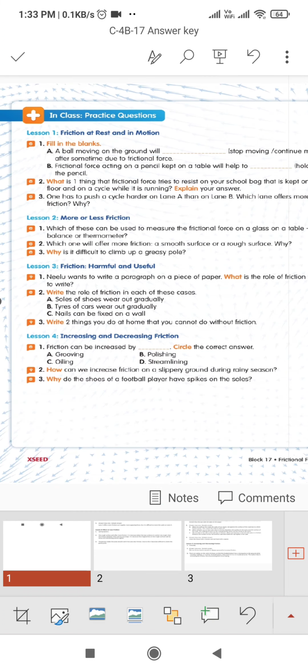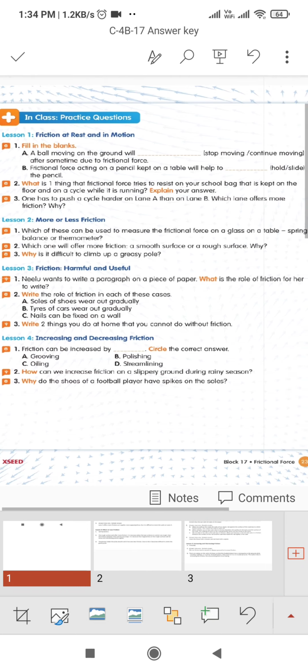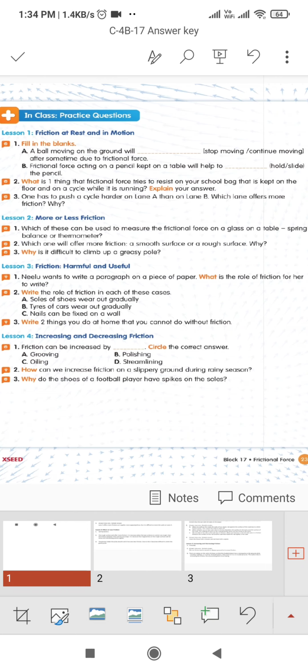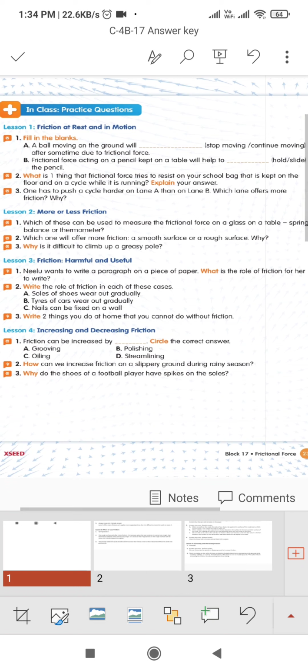Lesson 2, more or less friction. Question number 1, which of these can be used to measure the frictional force on a glass on a table, spring balance or thermometer? So the answer is spring balance, that is used to measure the frictional force. Thermometer is an instrument that is used to measure the temperature.